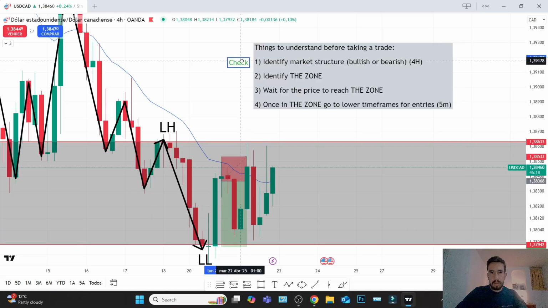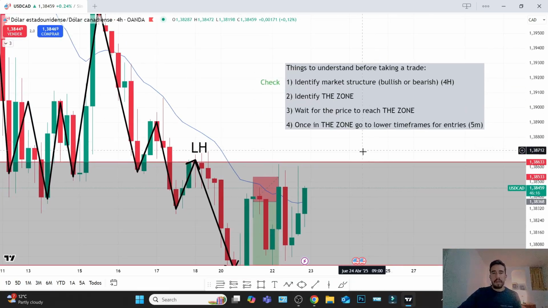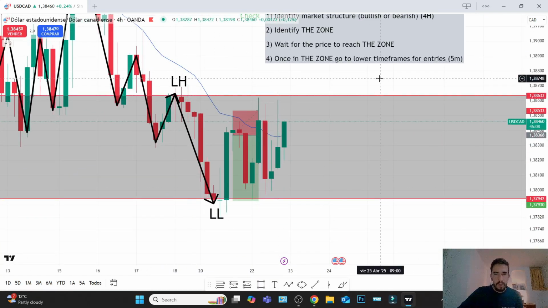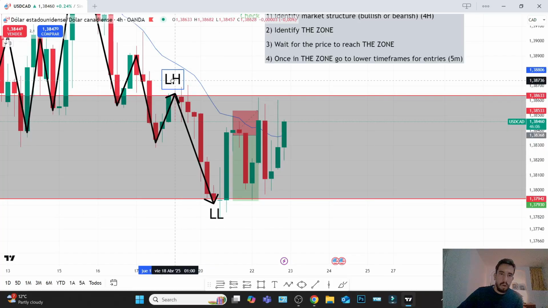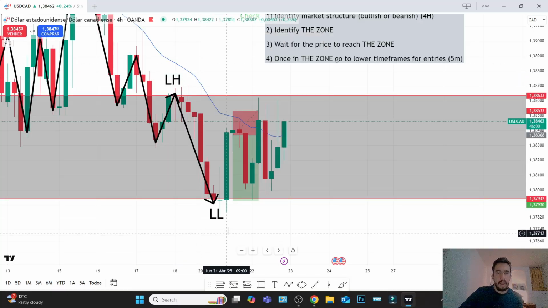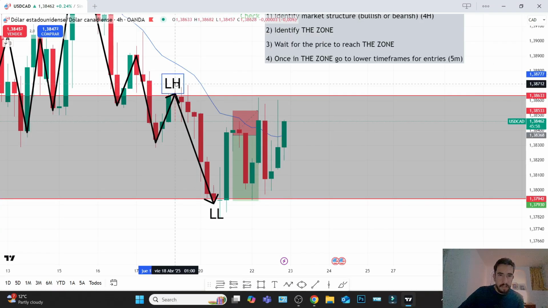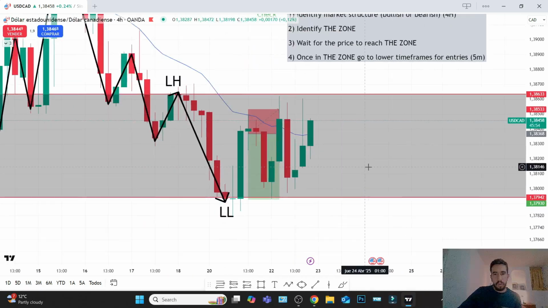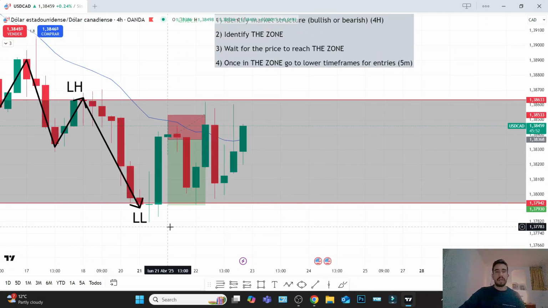So number one, identify market structure. Do we have it already? Yes. Is it bearish or bullish? It's bearish. Okay, so now we know it's bearish. So we identify the area with the lower high and the lower low. We identify these points, and we shade that area. In that way we know what area we've been looking for.